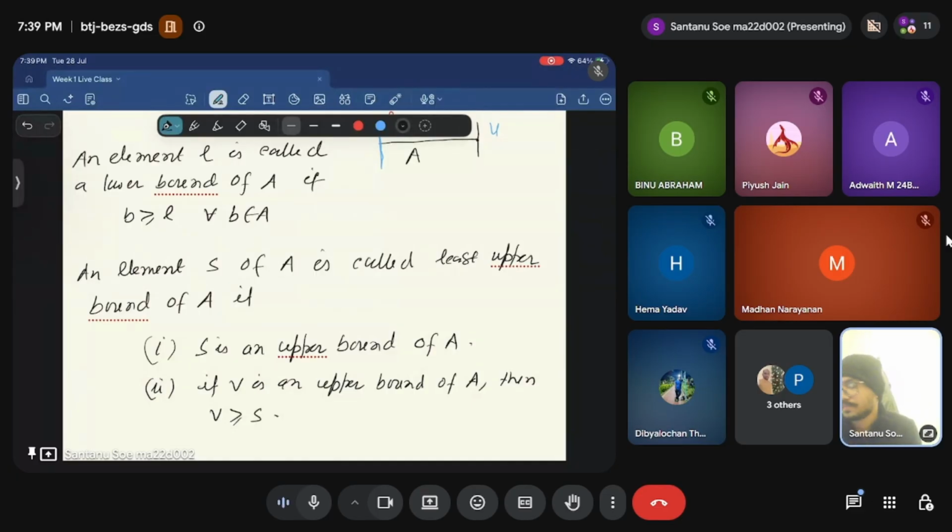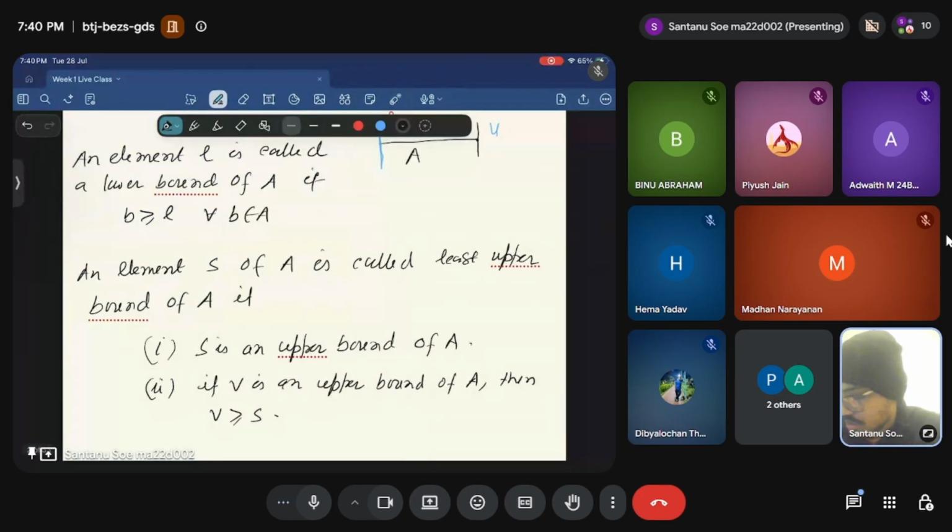Okay, first I want to clear this definition, and guys, you have to understand this definition. A least upper bound means the least element of the whole set of upper bounds. So if S is a least upper bound, or in short LUB, then S should be an upper bound of A, and if you take any other upper bound of the set A, it should be greater than or equal to S. So it should not be less than S. Okay, is this definition clear to everyone?